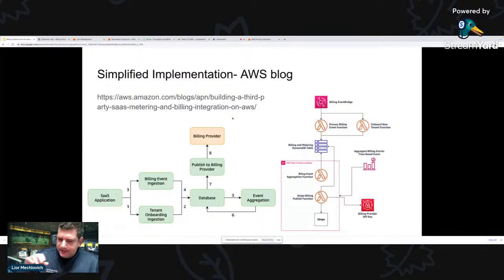So I took this example from an AWS blog about building a third-party SaaS metering and billing integration. Very simplified. And I think if you give a developer 2 days, that's probably what they will come up with. I'll look here just to explain, so we just anchor it a little bit.